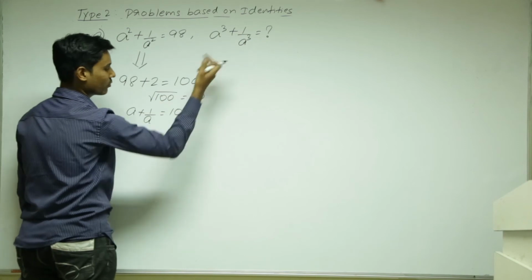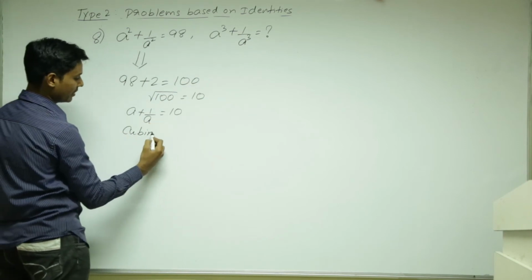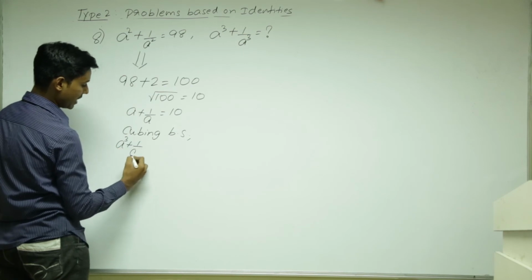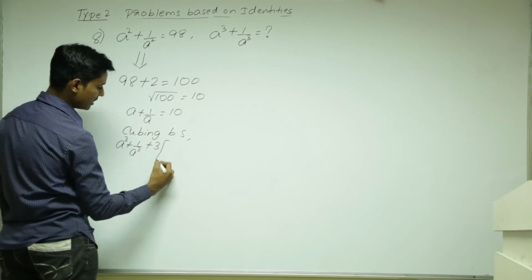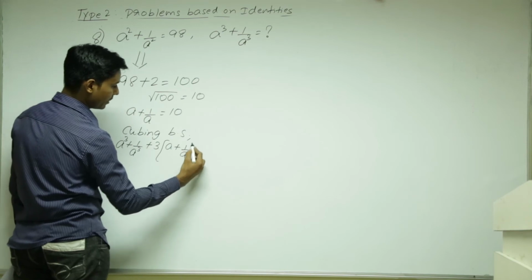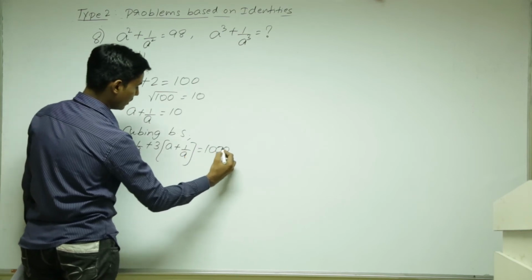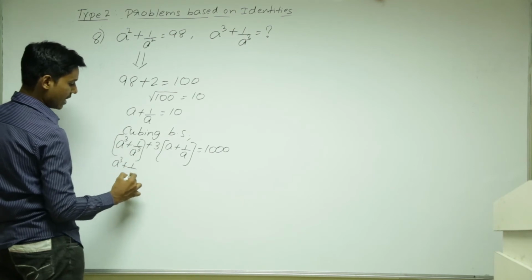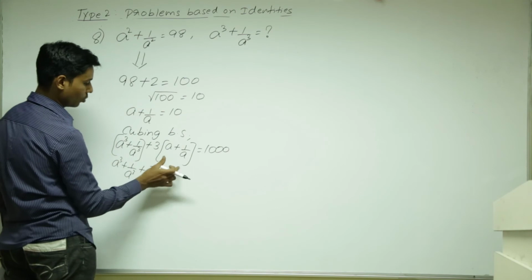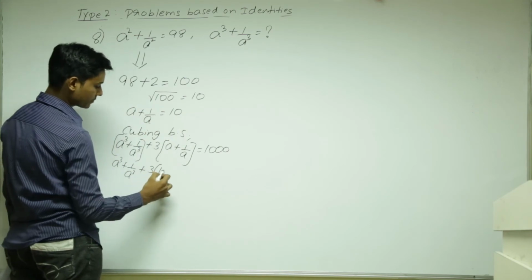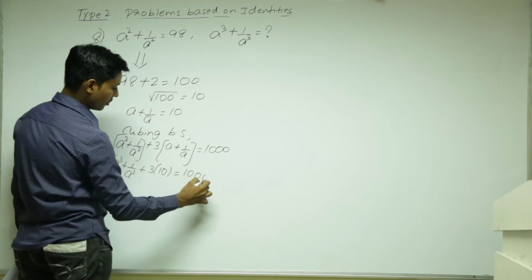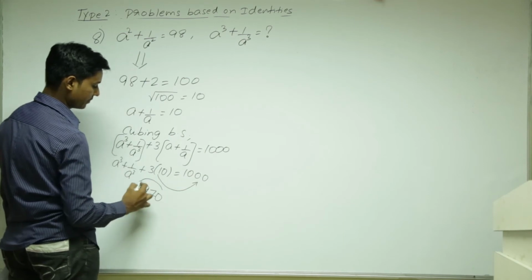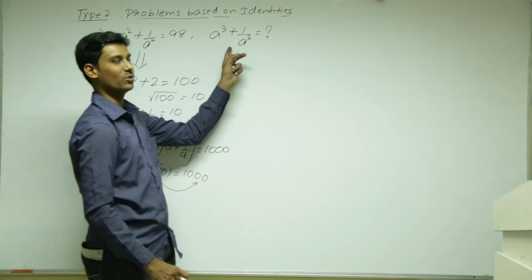Now we require a cube plus 1 by a cube. Cubing both sides. If I cube it both sides, this becomes a plus b whole cube, a cube plus b cube plus 3ab into a plus b. This is nothing but 10 cube, which is 1000. Now a cube plus 1 by a cube is what I require. I will keep it as it is, plus 3 into a plus 1 by a value, which is 10. So your answer is 1000 minus 30. Answer should be 930.